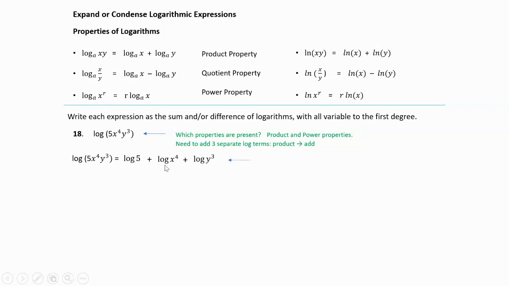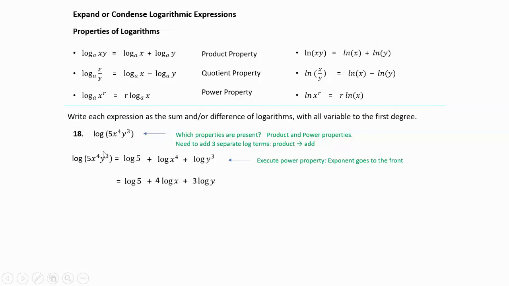Now we apply the power property, where the exponents go to the front. The 4 goes to the front, so it'll be 4 log of x plus 3 log of y. And guys, if you notice, there's no base here. When you don't have a base, it's base 10. It doesn't put it there, but we know it's base 10.